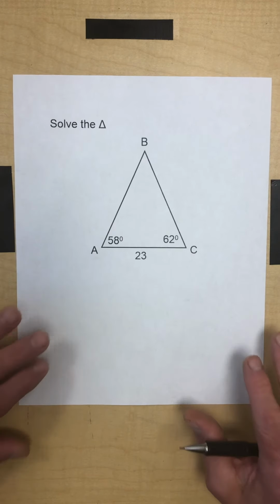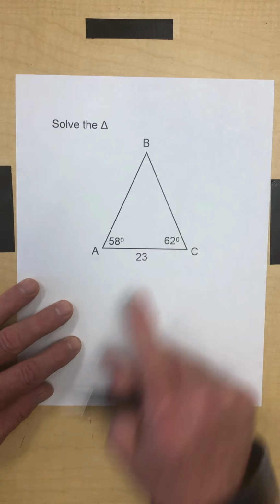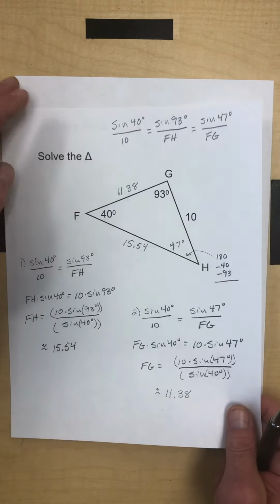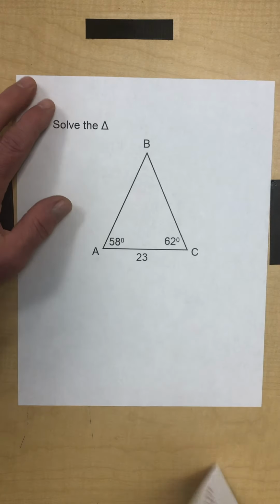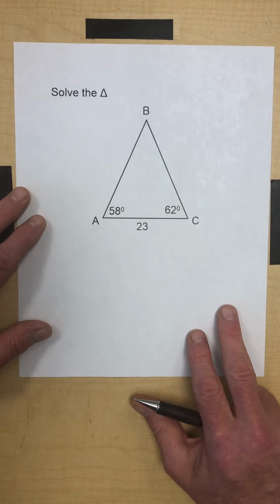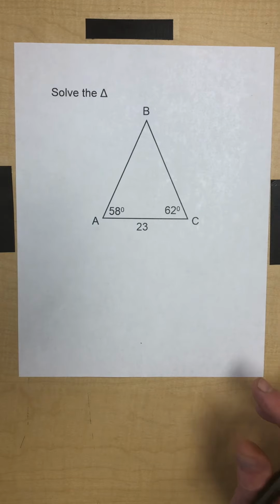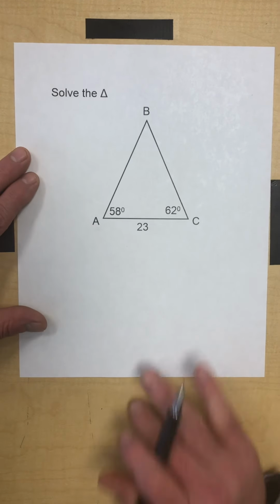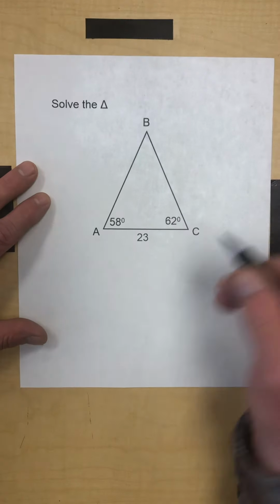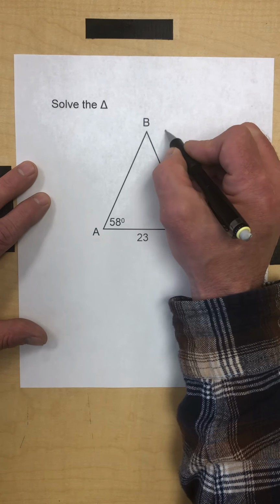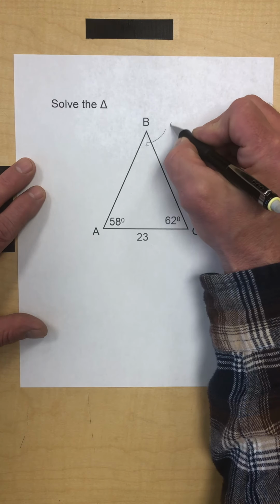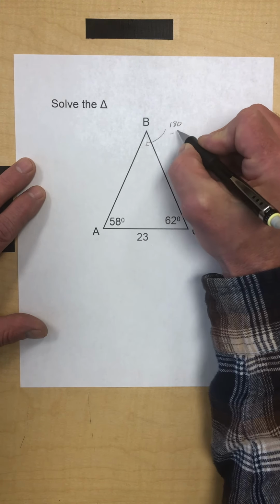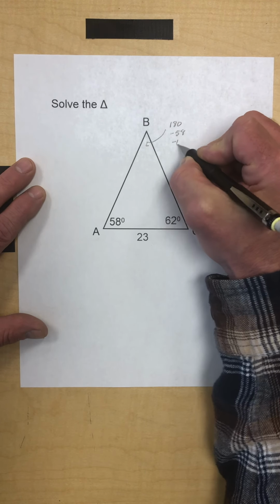Okay, next one. We've got an angle, side, angle. So unlike the last one where we had angle, angle, side, this guy is angle, side, angle. But anytime we have two angles and any side, we can use the law of sines. So first thing I will do, since I have two angle measures, is use the triangle sum theorem to find the missing angle. So 180 minus the 58 minus the 62.